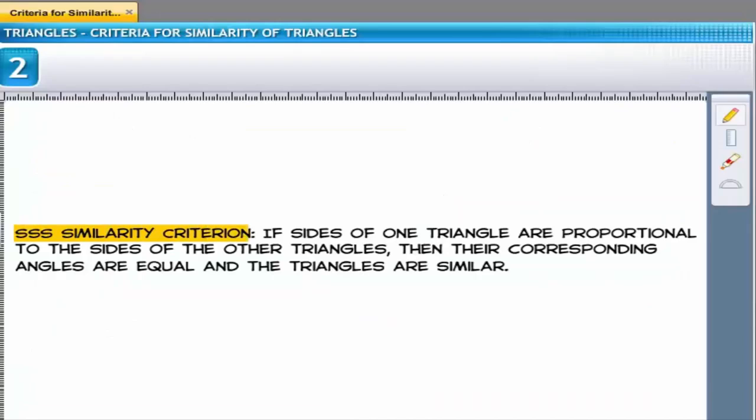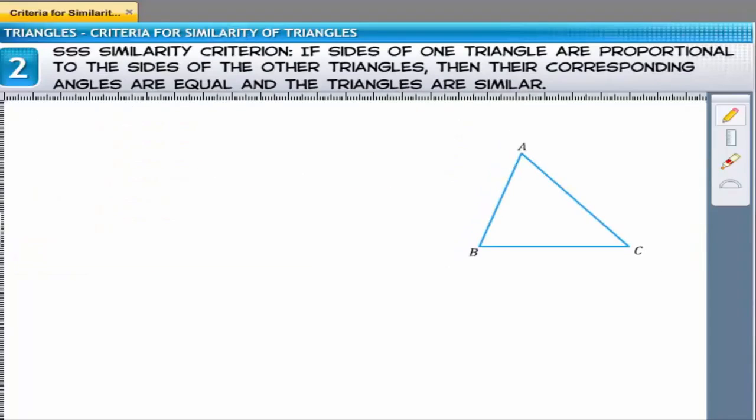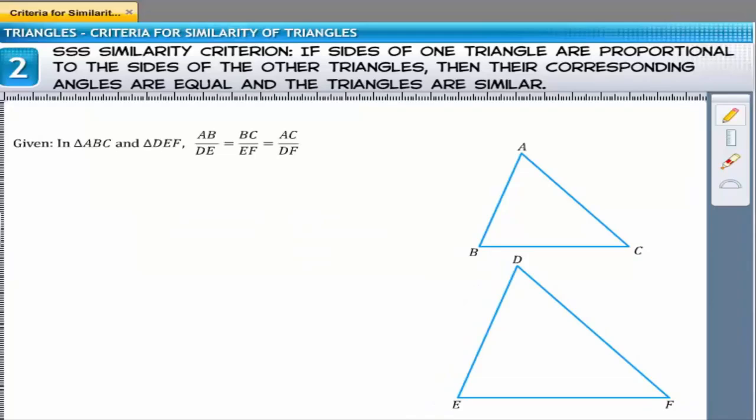By the SSS criterion, if the sides of one triangle are proportional to the sides of the other triangle, then their corresponding angles are equal and the triangles are similar. Let's consider two triangles, ABC and DEF. Here the ratios of the corresponding sides are equal. In order to prove that the two triangles are similar, we'll prove that the corresponding angles are equal. To prove this criterion, we'll mark 2 points, P and Q, on DE and DF respectively, such that DP is equal to AB and DQ is equal to AC, and we'll join PQ.